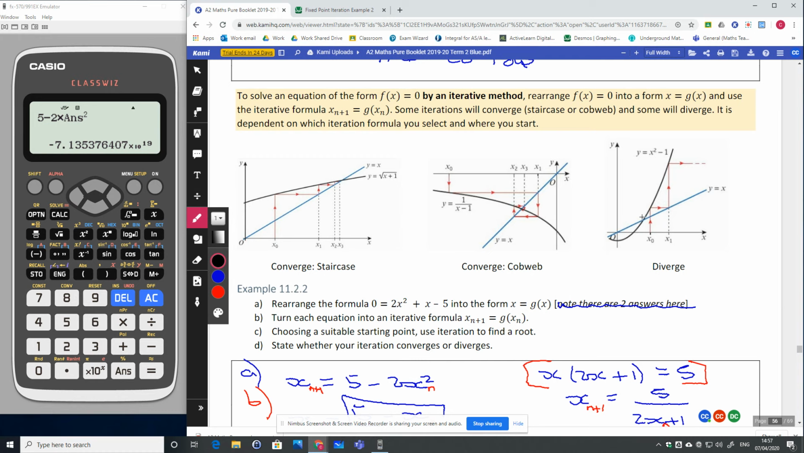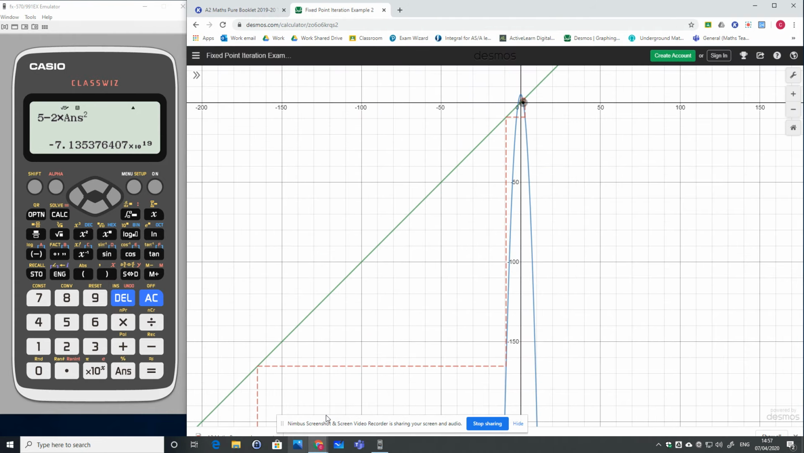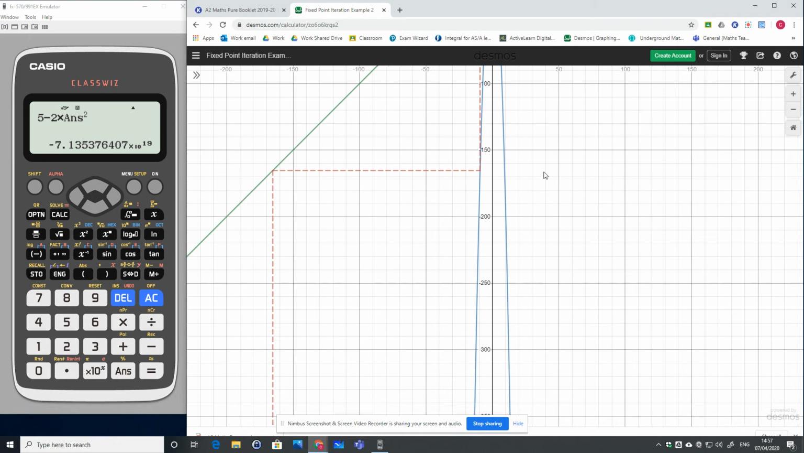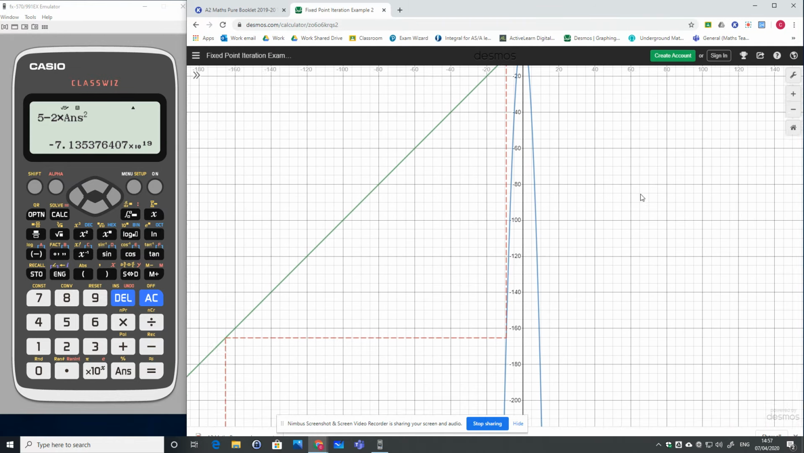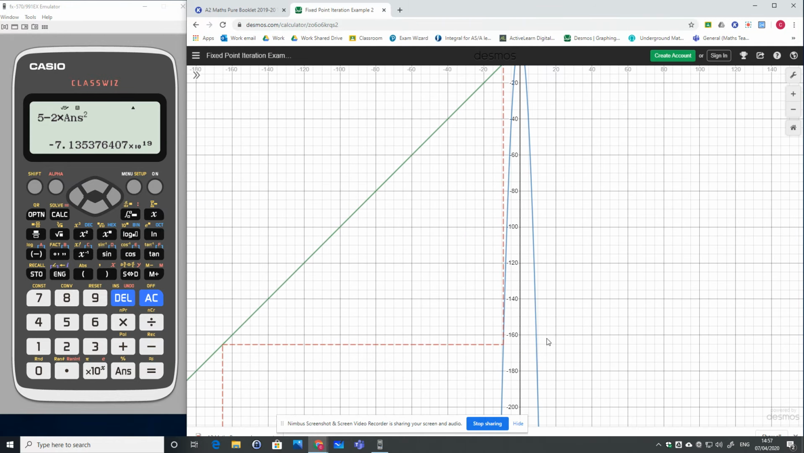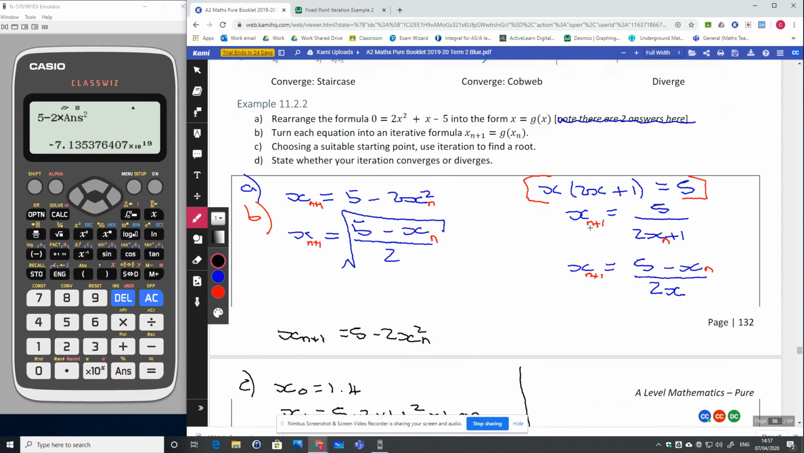And so what it's doing is it's stepping away from the root that we're looking for, and it won't come back to it because of the steepness of the graph. The next value is a long way down. It's quite a large negative in terms of size, so we'd have to go quite a long way down there in order to work that one out. So that's called diverging, and it is a staircase because it's stepping away.